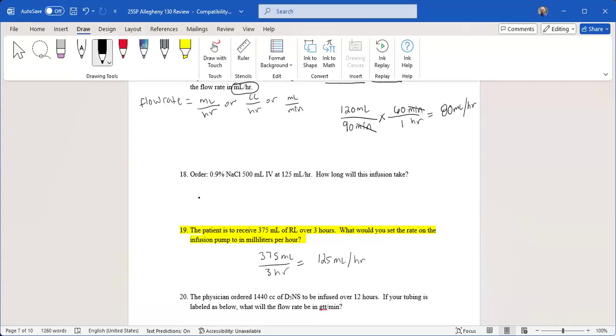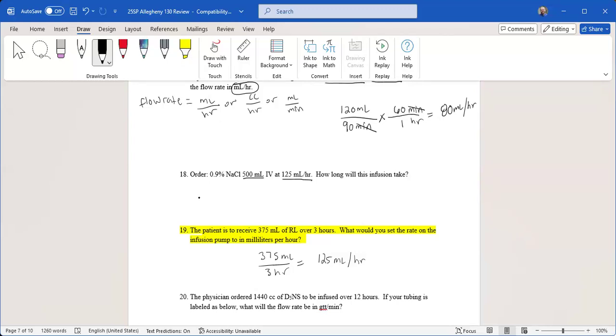Let's look at number 18 now. Number 18 is a variation of a flow rate question where they're asking you to take a given volume and a given flow rate, and they want to know how long until you need to come back and check on the infusion. So again, you can do dimensional analysis with this question, or you can just rationalize the answer. You have two pieces of information: the total volume, 500 milliliters, and the infusion rate, 125 milliliters per hour.